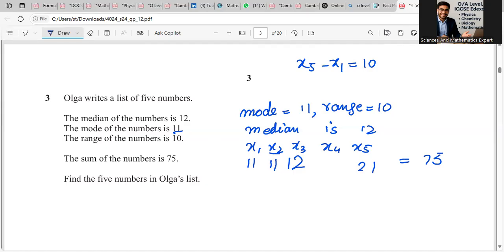And for x4, I will just subtract 75 minus 21 minus 12 minus 11 minus 11. Then I will get x4 equal to 20. The values are 11, 11, 12, 20, 21.